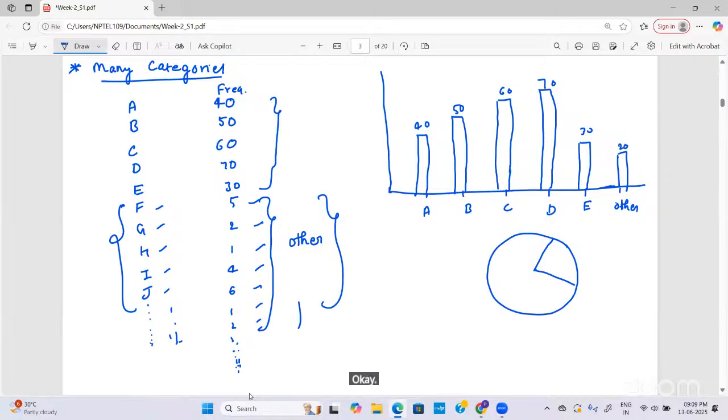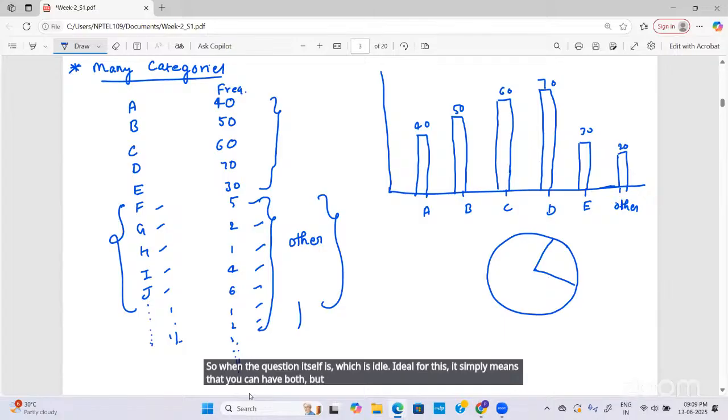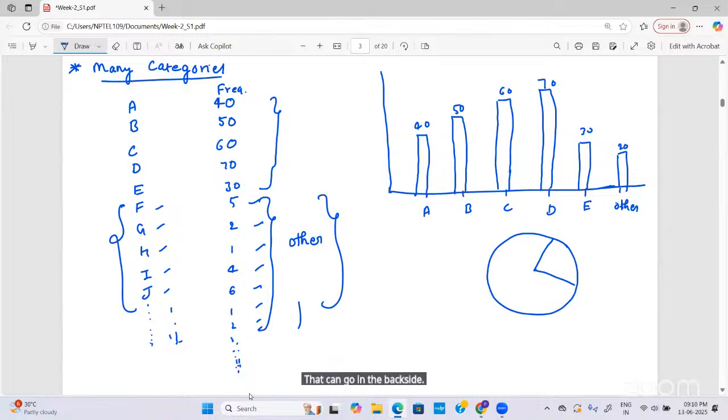So when the question itself is which is ideal for this, it simply means that you can have both. But which is more ideal? When you have more of these F, G, H, I, J put together, that will go in the bar chart. In a pie chart, it's not ideal, but it can be made. But it will not convey the exact message you want to convey.